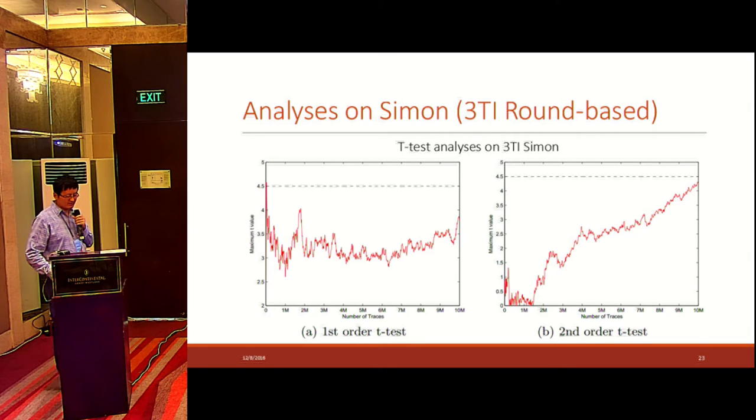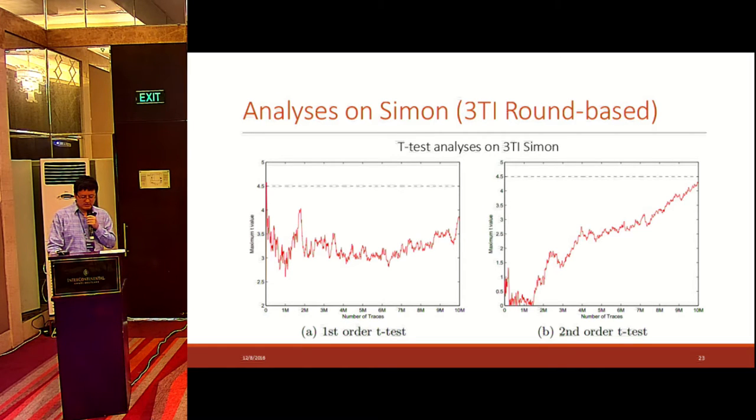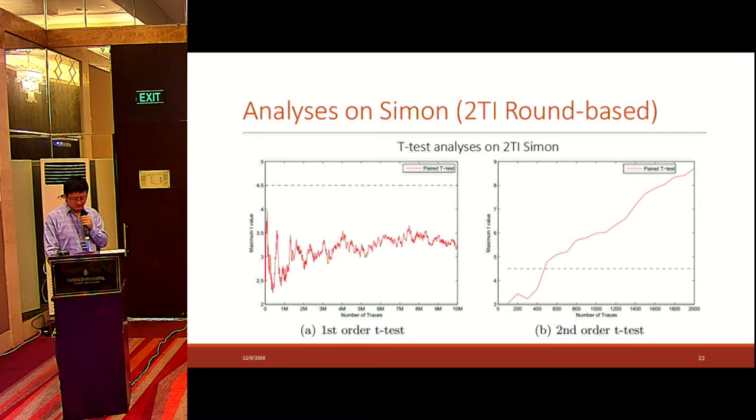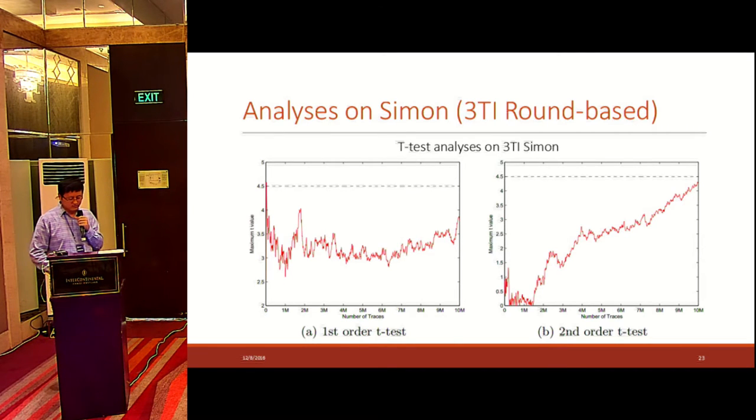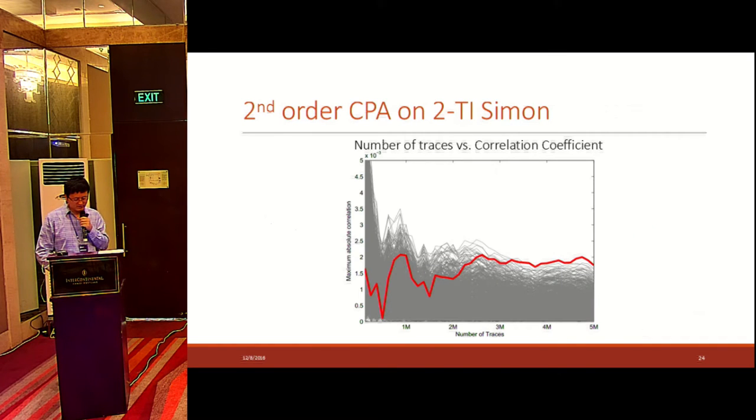In comparison, we look at the 3TI. The 3TI of Salmon doesn't show any first-order leakage, which is not surprising because it aims to protect against first-order attacks. But it can also provide a certain level of second-order side-channel leakage resistance, because as you can see, when the number of traces increases to 10 million, the t-value is still below 4.5, but for 2TI, it's way above 4.5. So even though our 2TI saves some area and randomness, in terms of side-channel protection, 3TI has its advantage over 2TI.